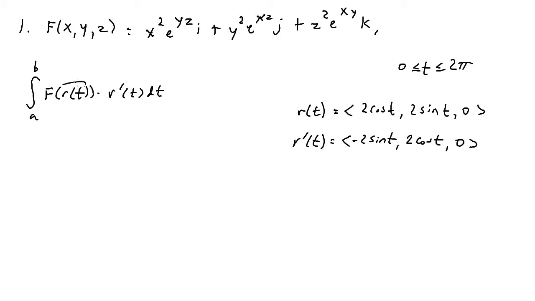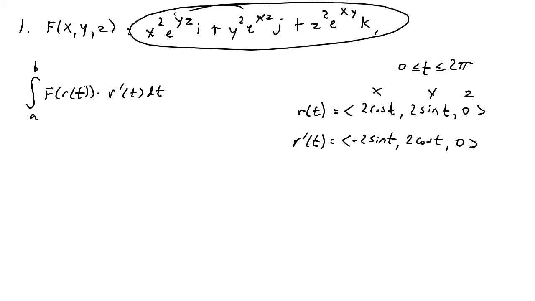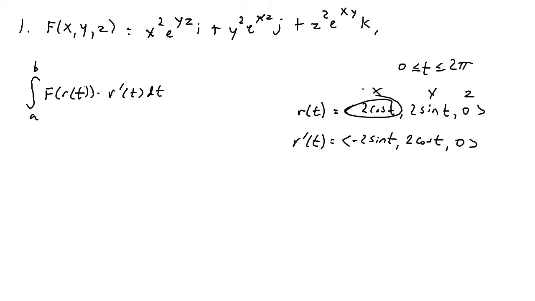So now we can go ahead and find what f of r of t is. So we're going to take the components of r of t. Once again, 2 cosine t is the x component, 2 sine t is the y component, and 0 is going to be the z component, and we're going to plug it into the vector field. So we have x squared, so that's going to be 2 cosine t squared, or 4 cosine squared t, times e to the y times z, so we have e to the 2 sine t times 0, that's just going to be e to the 0, times i, and then plus y squared, so that's going to be 2 sine t squared, or 4 sine squared t, times e to the x times z.